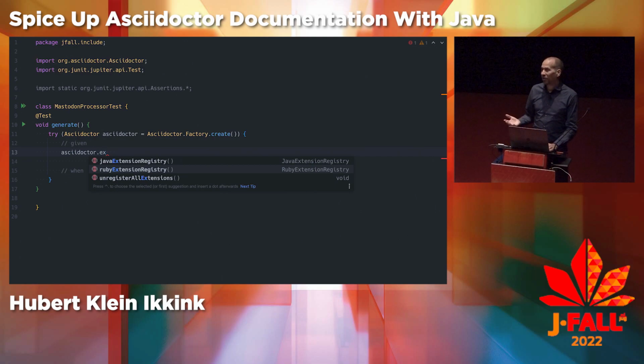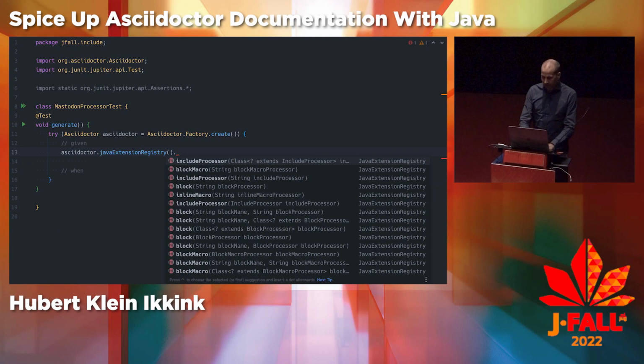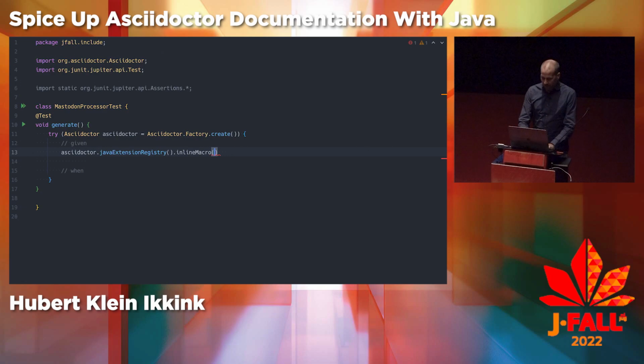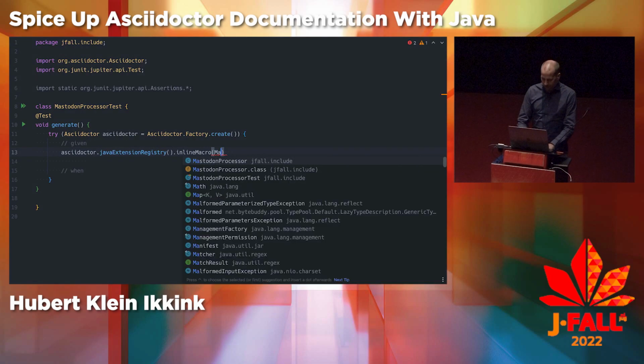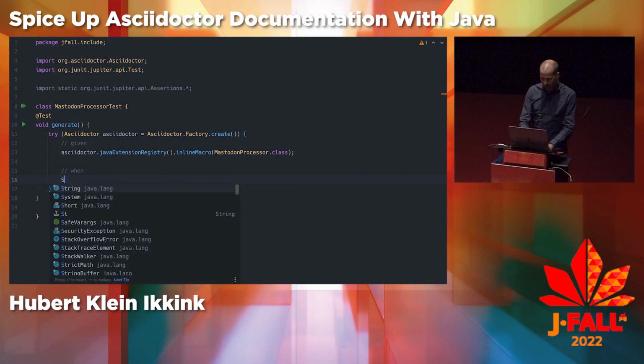But it has an option, right? So if you don't want to write it or port it to Java and you have the original extension written in Ruby, you can also just include it as well. So we have an extension registry, and then we can just say there is an inline macro, and my implementation class is MastodonProcessor.class. So now, if I have markup with this Mastodon part in it, and I have it registered as an extension, it should generate the output I want.